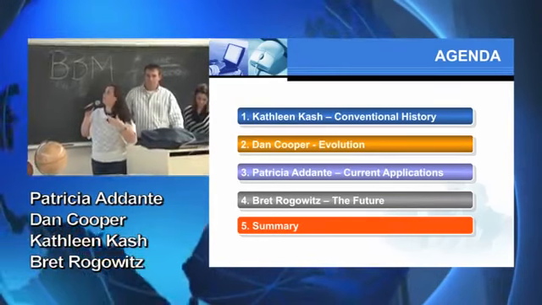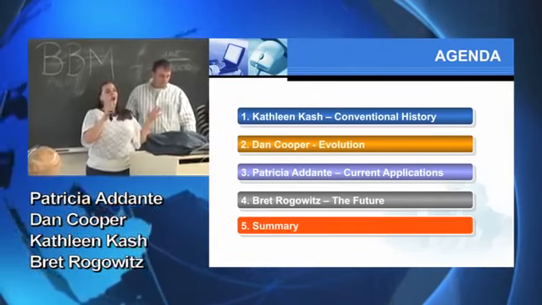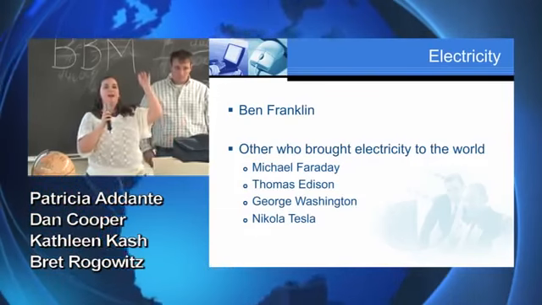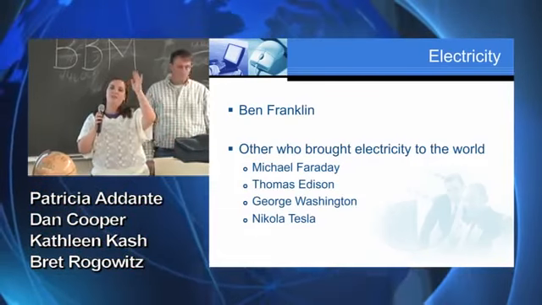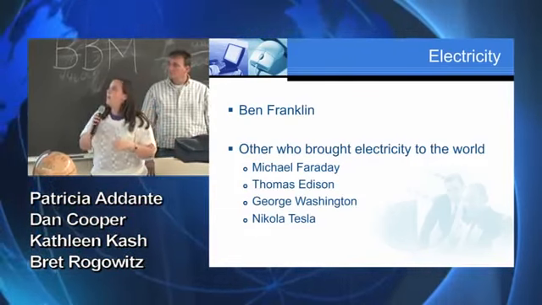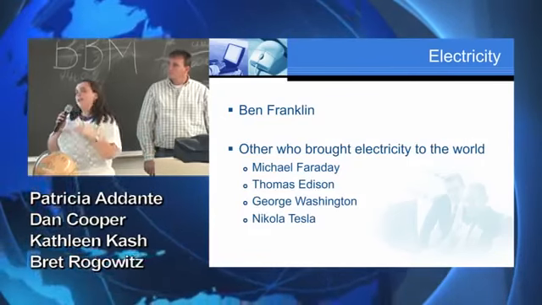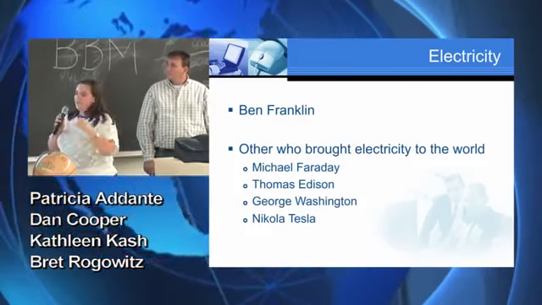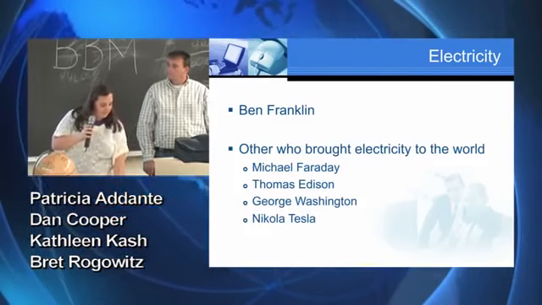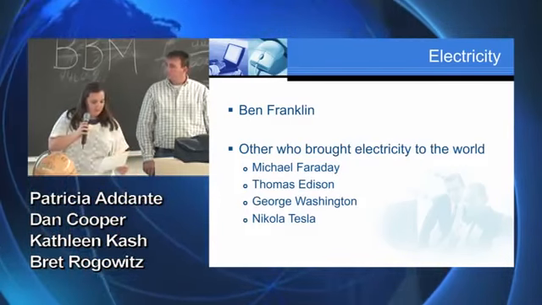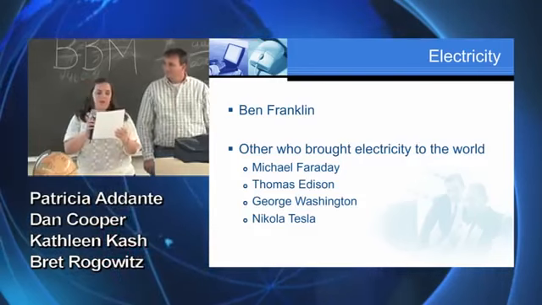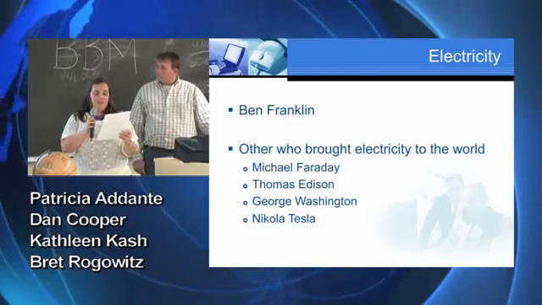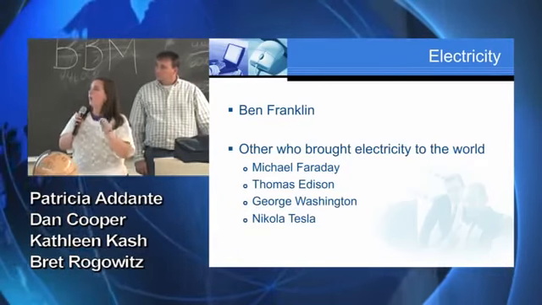I'm going to start with conventional history because you have to understand where power came from. Electricity, everybody thinks it started with Ben Franklin when he had the kite and the key attached to it, and the lightning hit it. That might have been the start of him understanding how to harness energy, but really it started with Michael Faraday. He is the first inventor who actually understood electric current being passed through a magnet and a copper wire.